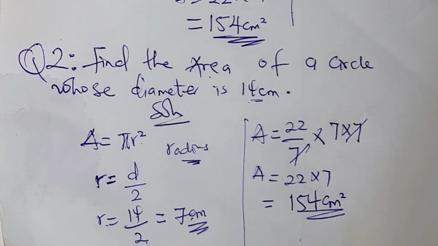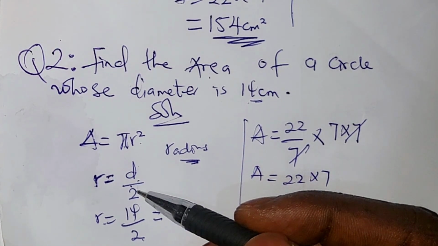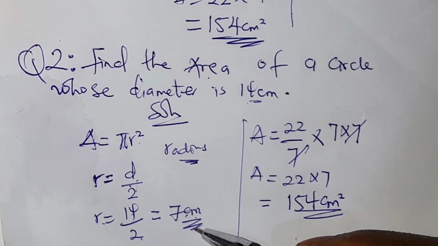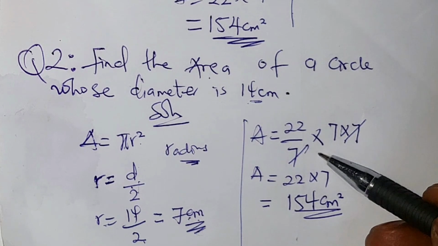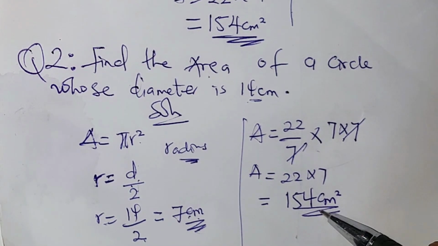Very simple. So if you are given a question where they ask you to find the area and you're given the diameter, this is the process you need to follow. You first have to find your radius using the formula d/2. Then you get your radius. Then you use your new radius to calculate the area, using the pi r squared formula, and then you get your final answer.